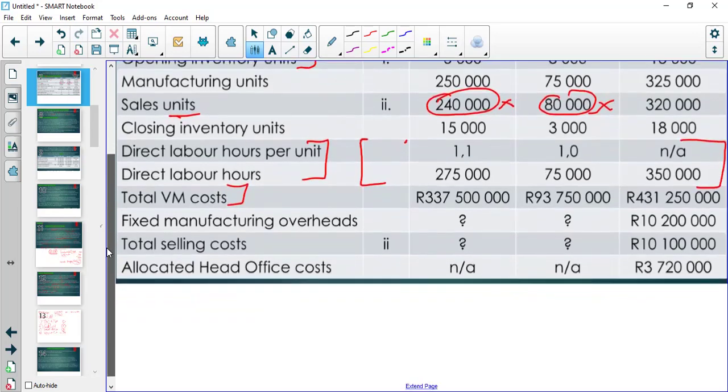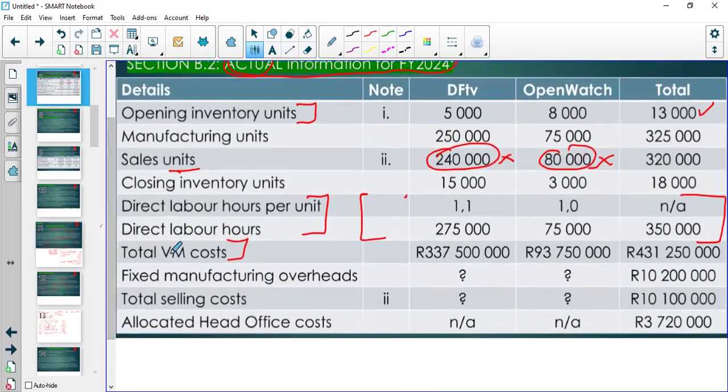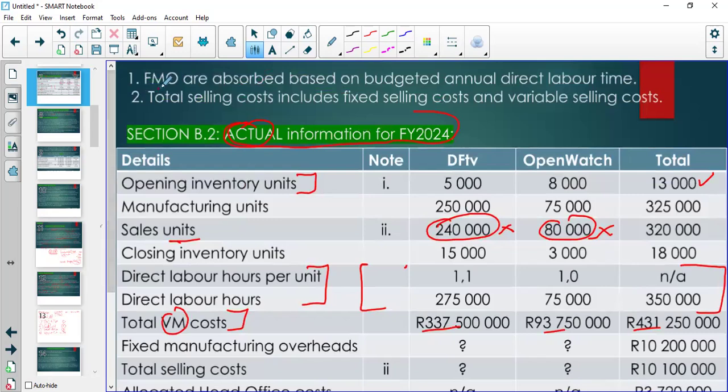All right. So this is easy. The total variable manufacturing costs is this and that. So it's given. So we're just going to put them like that. Then on top of the total variable manufacturing costs, we need the fixed manufacturing overheads and how they are being absorbed.